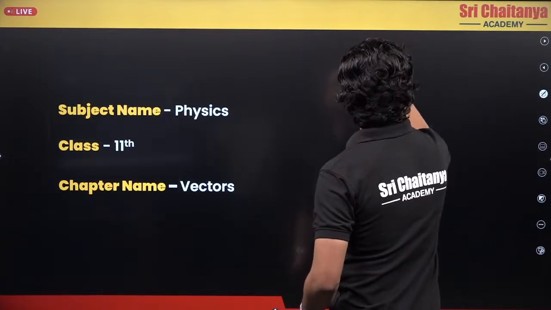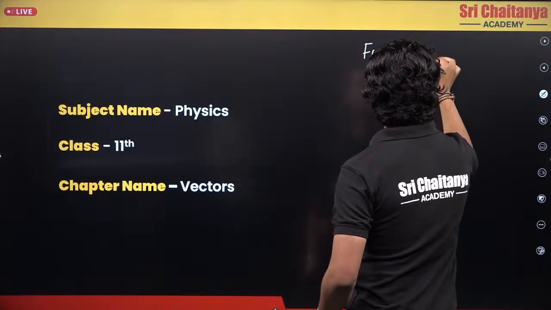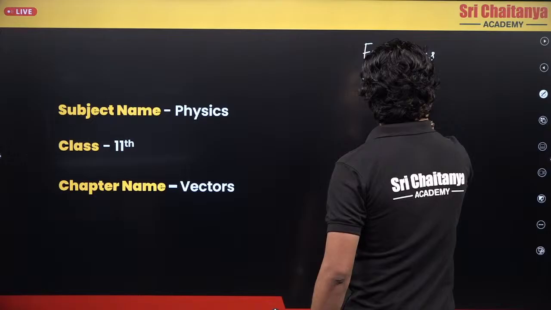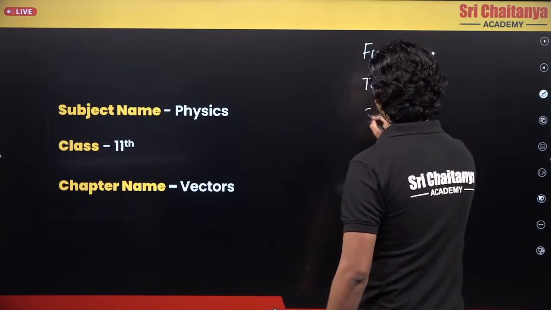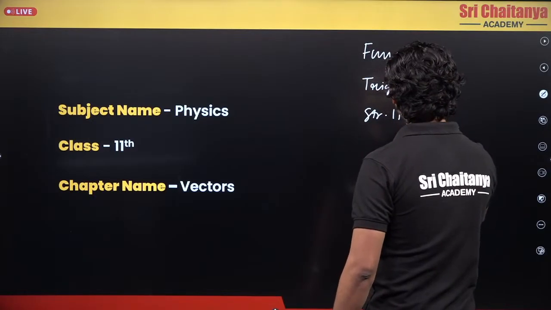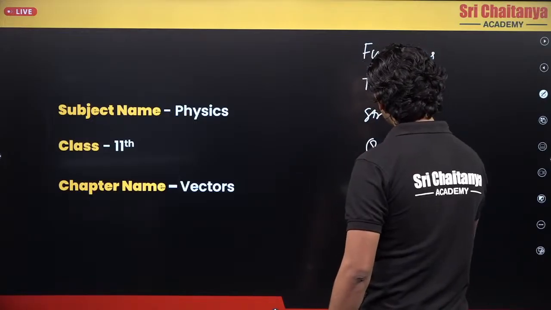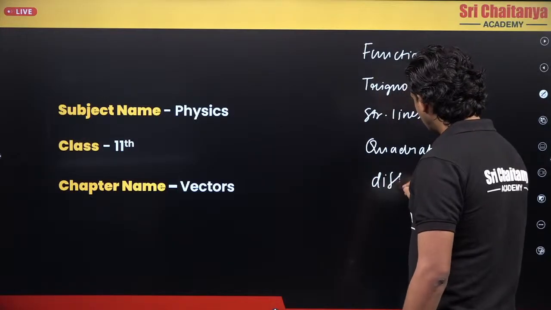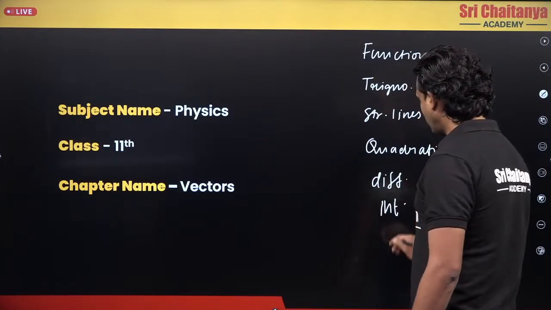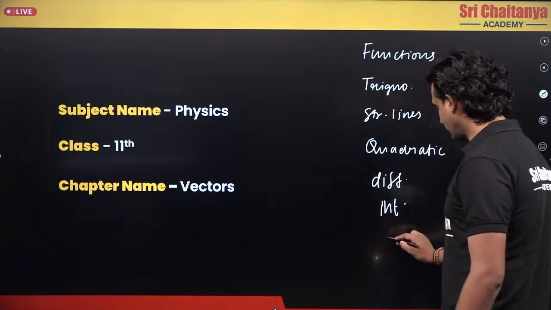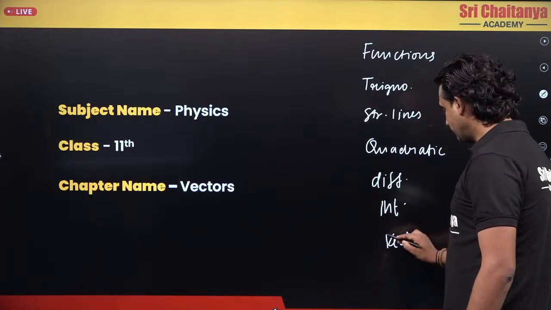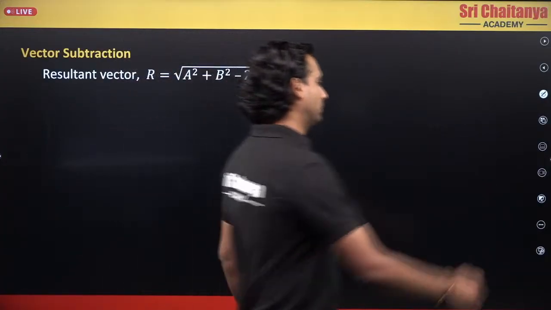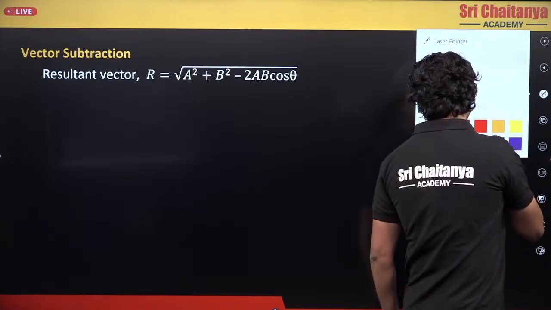First of all we did functions, we talked about what functions are. Second we talked about trigonometry. Then we talked about straight lines. Then we talked about quadratic equations. Then we moved on to differentiation, integration, and lastly we are doing the vectors part. In vectors also I have done many things. Today we are going to start with the vector subtraction part. So without wasting any time, let's start with this.